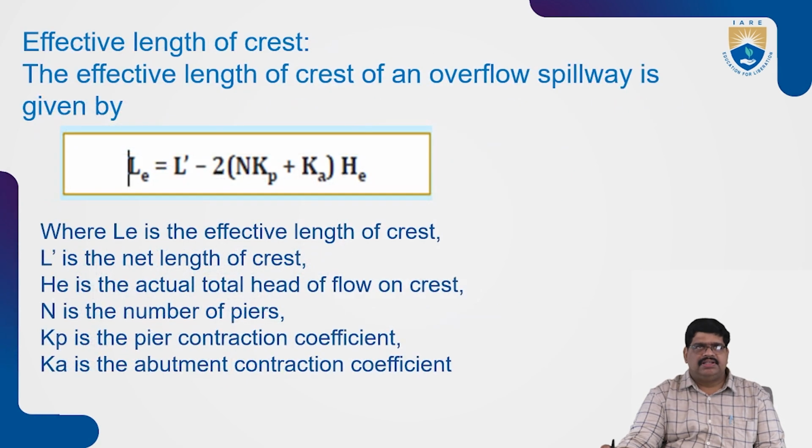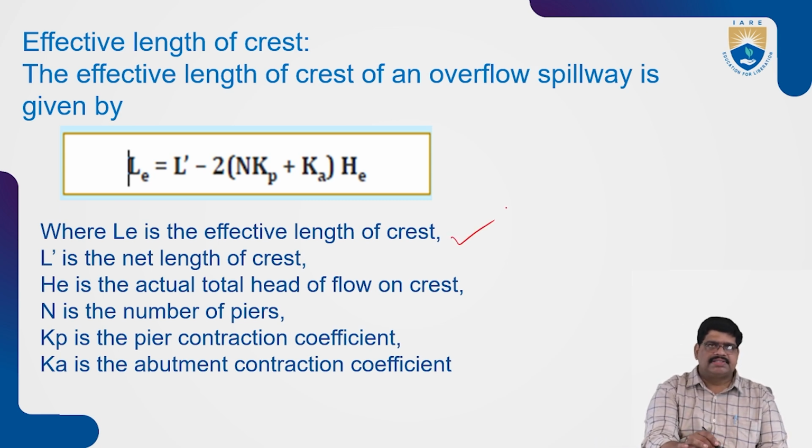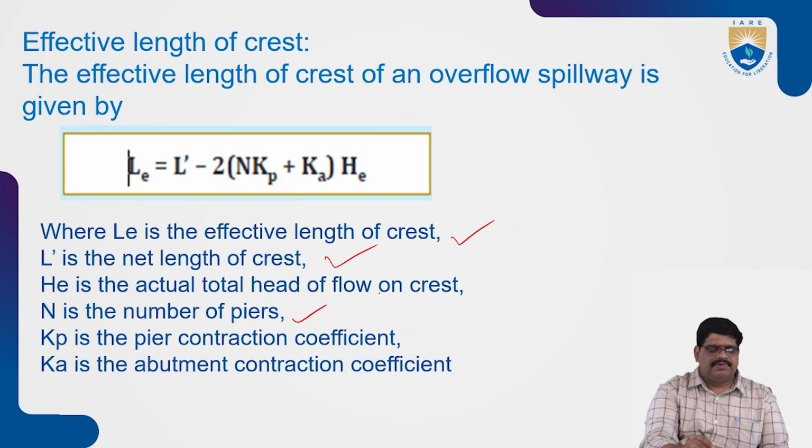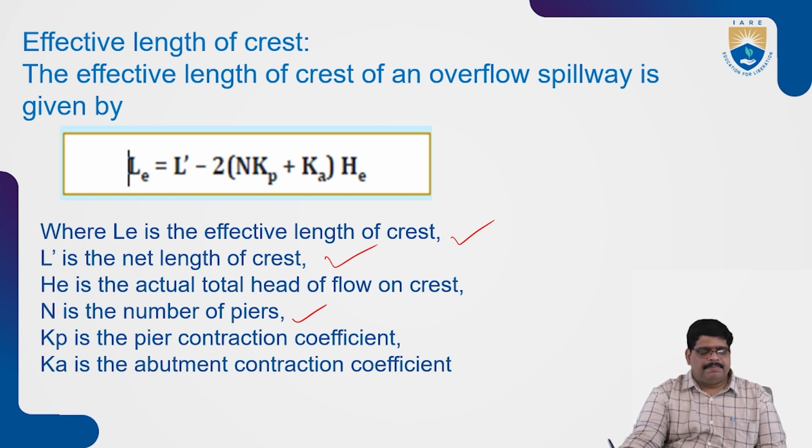So hope you understand. Next, the effective length of the crest. The effective length of the crest of the overflow spillway is given by Le is equal to L dash minus 2 into N Kp plus Ka into He. In this formula, Le is the effective length of the crest, L dash is the net length of the crest, and He is the actual total head over the crest. N is the number of piers, Kp is the pier contraction coefficient, and Ka is the abutment contraction coefficient.